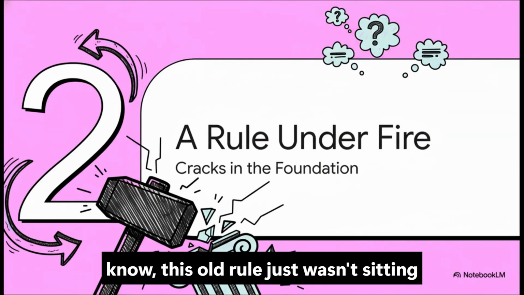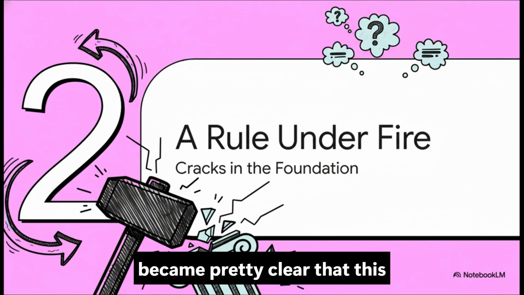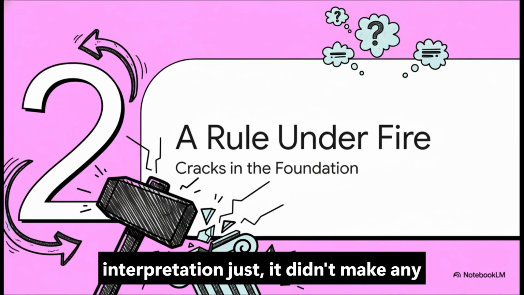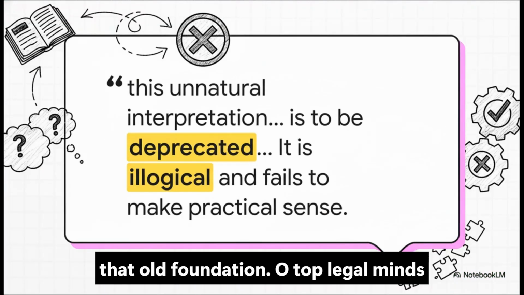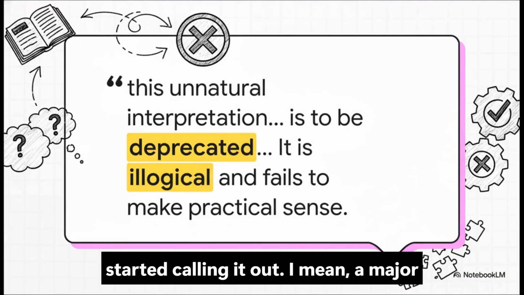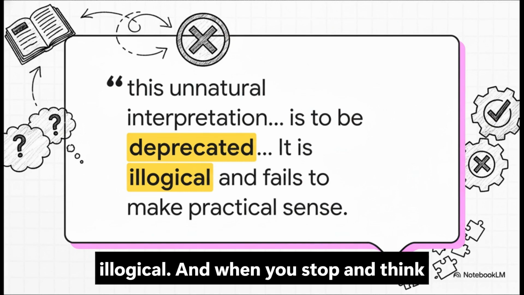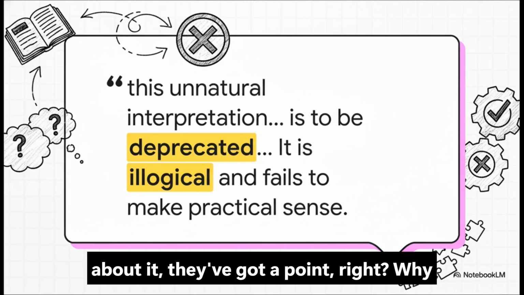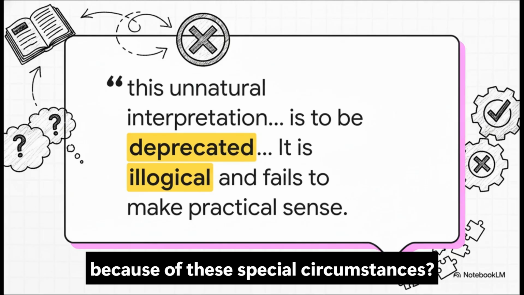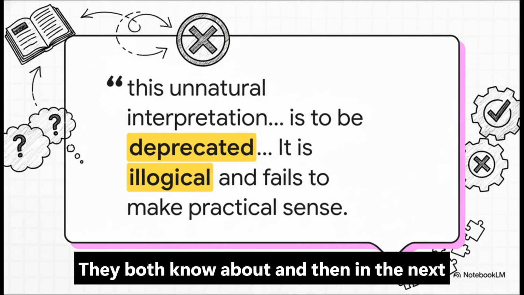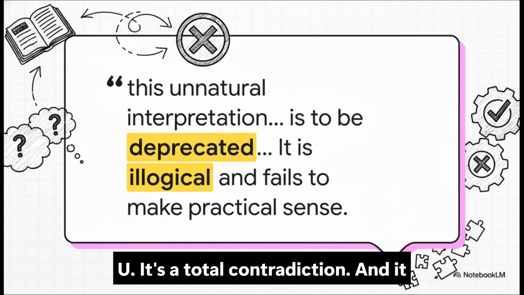But this old rule just wasn't sitting right with a lot of people. Especially as the business world got more complex, it became pretty clear that this interpretation didn't make any sense in the real world. You could definitely see cracks starting to form in that old foundation. So top legal minds started calling it out. I mean, a major textbook flat out called the rule illogical. And when you stop and think about it, they've got a point, right? Why would two companies agree that, okay, these specific losses are recoverable only because of these special circumstances we both know about, and then, in the next breath, sign a clause to exclude those exact same losses? It doesn't add up. It's a total contradiction.